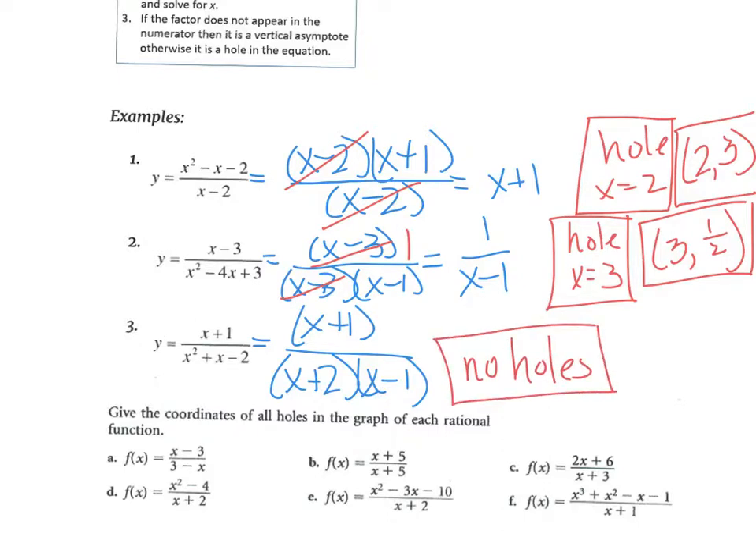Your assignment is to do these bottom problems. Just give me the holes. Now it says the coordinates of the holes. That means you need to give me the x and the y. You're going to find the x and then plug it in to get the y.